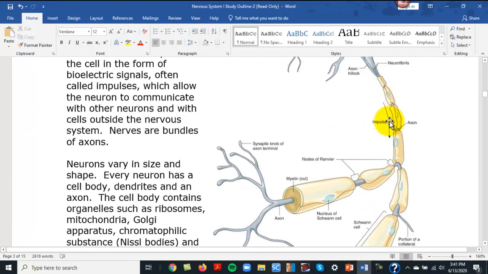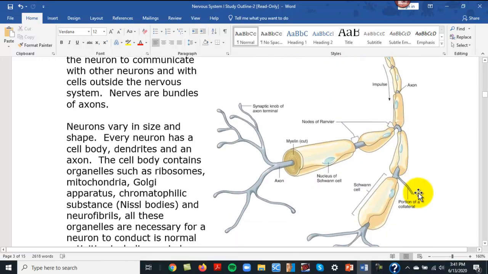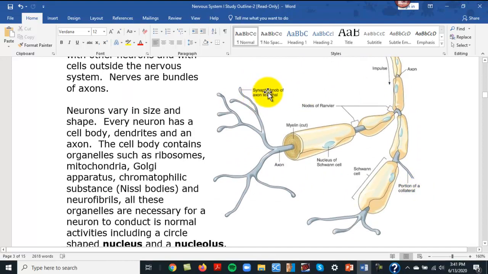Okay, this long part coming off, sorry about the small writing, this is called an axon. And you see the direction of the impulse. The impulse travels, in this case, away from the cell body. Here are the synaptic knobs. Now, in muscle, remember a neuromuscular junction? That's what connected to a muscle fiber, these little knobs, and that's where you had neurotransmitters being released.